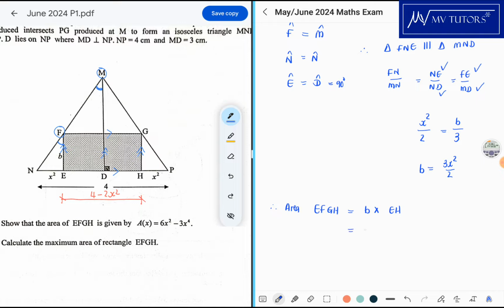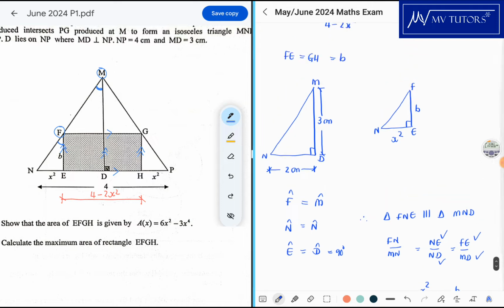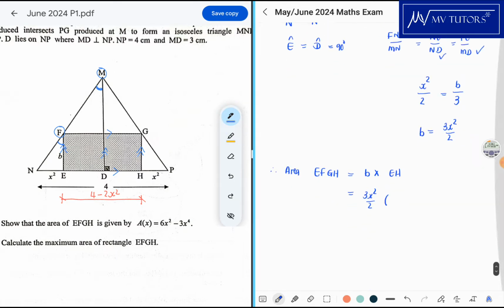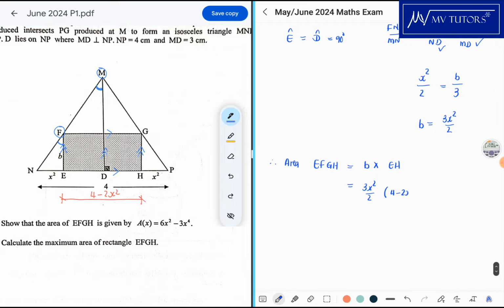Okay, and we found that B is 3x squared over 2, and that EH is 4 minus 2x squared. So then we can say 4 multiplied by 3 over 2. That's going to be 4 divided by 2 is 2. 2 times 3 is 6. So I have 6x squared. And then the 2's will cancel. Then I'm left with minus 3x to the power 4. And that is what we have shown.